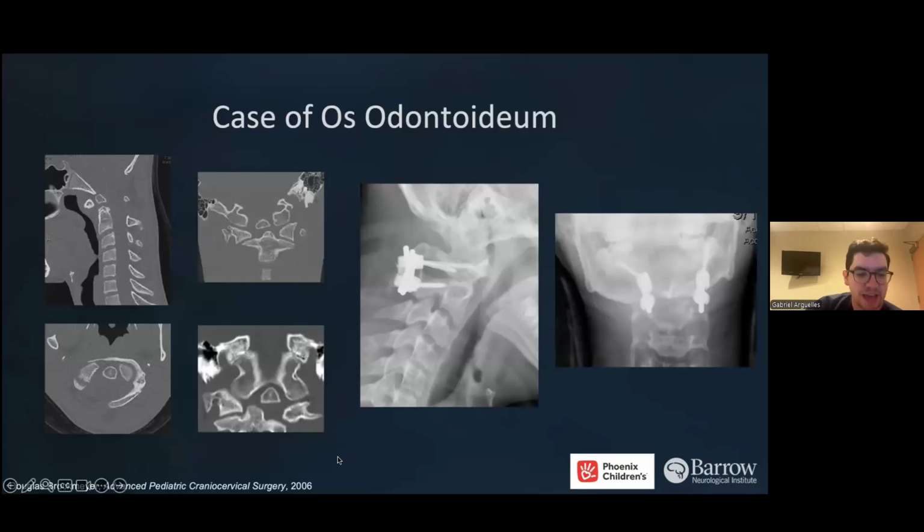This is just a case that we saw in clinic of a patient with os odontoideum with pretty significant right-left movement on CT head here, and then CT C-spine here. You can see a big difference. The patient had symptoms of pain and ended up going for a fusion because of this instability.